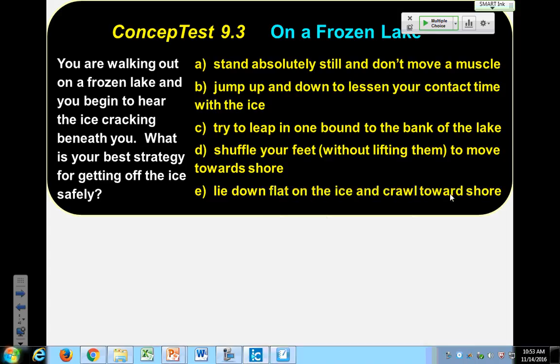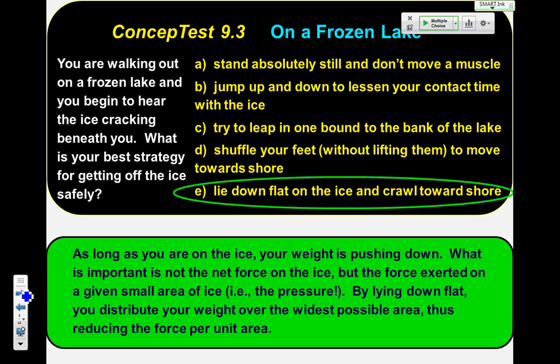You want to minimize your pressure, since pressure is F over A. You can't change your force, because that's just your weight. But if you spread it out, lying down, face first or on your back, and then crawling, that makes a lower pressure because it increases A. Yeah, don't jump up and down.